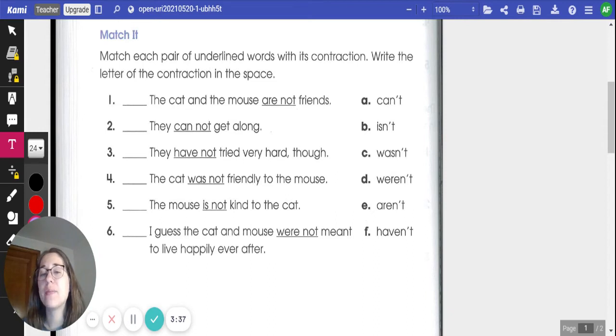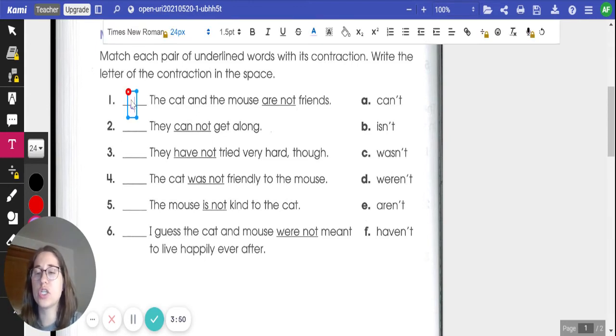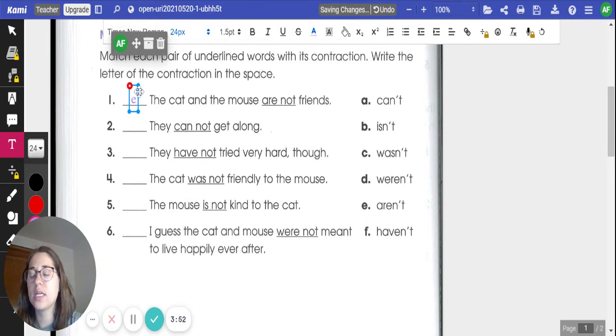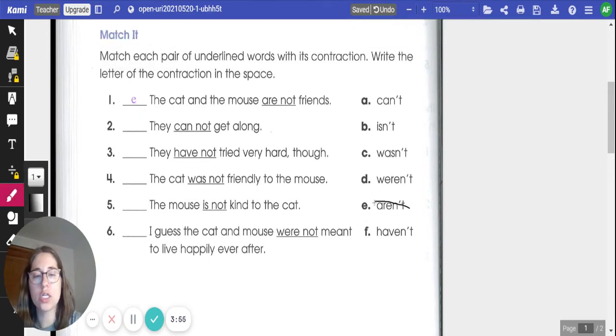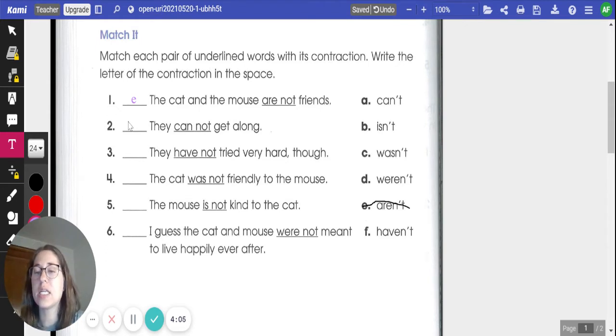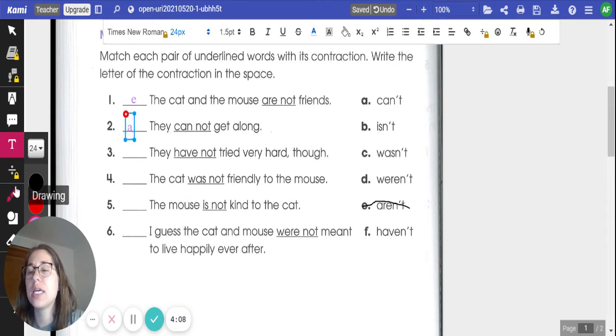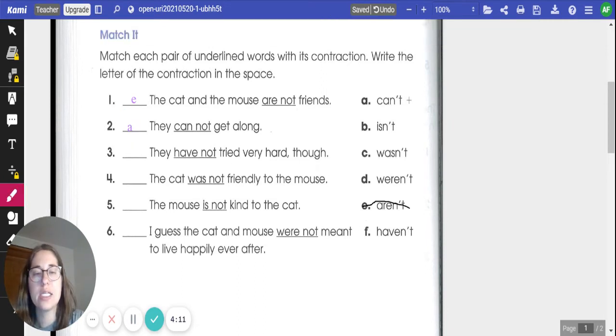Number 1, the cat and the mouse are not friends. Let's see if we can find the contraction for are not. Oh, I see it. The cat and the mouse are not friends, or they aren't friends, which is letter E. Go ahead and write down letter E. Aren't, A-R-E-N apostrophe T. Number 2, they cannot get along. Let's look. Oh, I see can't, right? They cannot get along. It becomes can't, C-A-N apostrophe T.